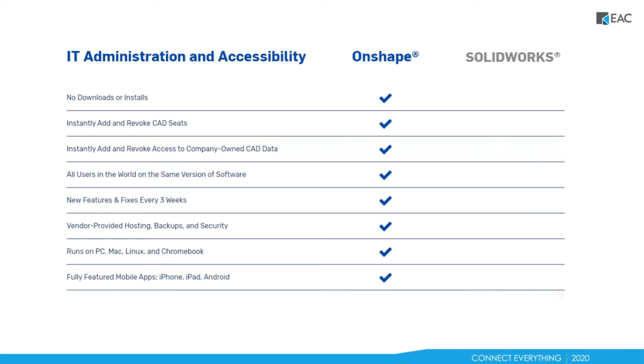The vendor takes care of all the hosting and the backups and the security, right? Because it's in the cloud. Amazon does all that, where you run on Amazon Web Services. It runs on PCs, on Macs, on Linux, on Chromebooks. That's good. Onshape also runs on your cell phone, right?